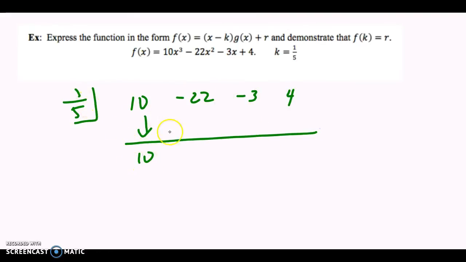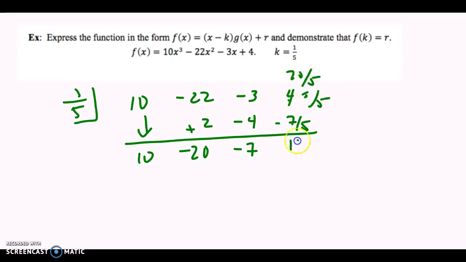We got 10, a fifth of 10 is 2. That's going to be a negative 20. That's going to be a negative 4. Negative 20, that's going to be a negative 4. That's going to be a negative 7. That's going to be negative 7 over 5. And 4 multiplied times 5 over 5 is 20 over 5. And I get 13 over 5.